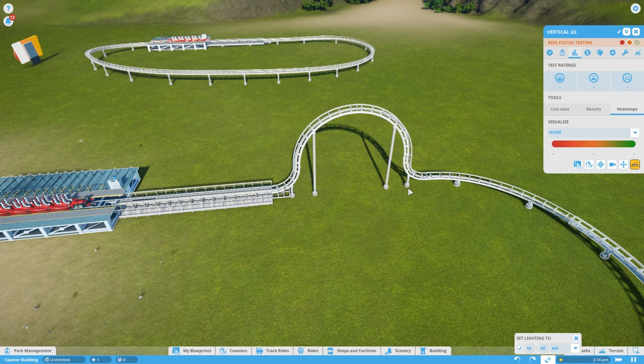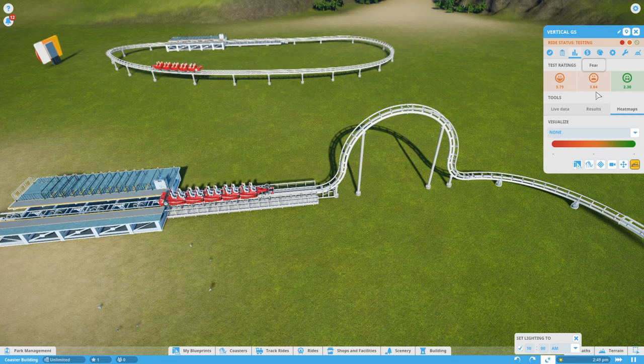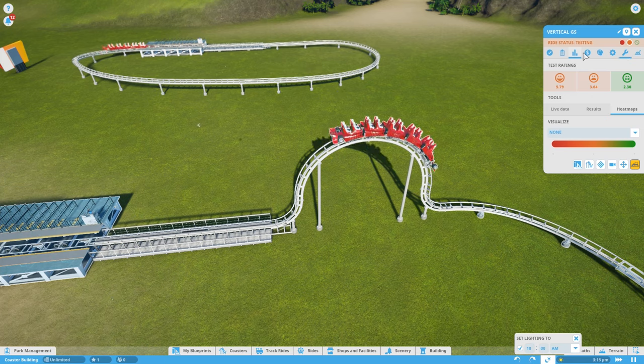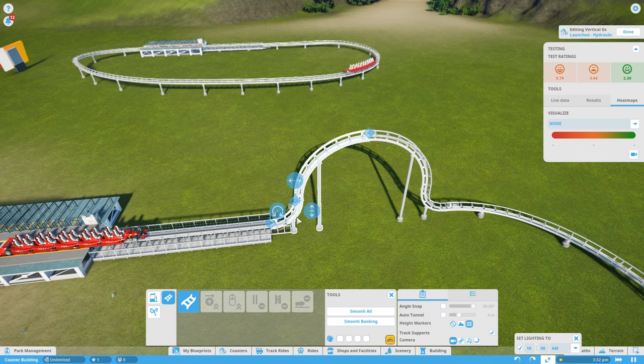Run it round. So this one, amazingly, actually isn't that bad. I can't believe it. But this isn't actually that bad. You've got 5.8 on the excitement, 5.7. You've got fear is 3.6, and your nausea is 2.3. So let's have a look what we do when we smooth it. I can't believe how good those numbers are, really, considering. But let's take this here, and we'll smooth all this out.